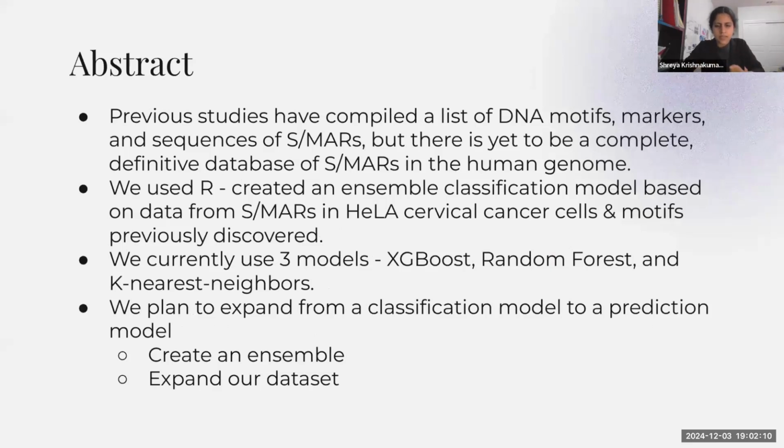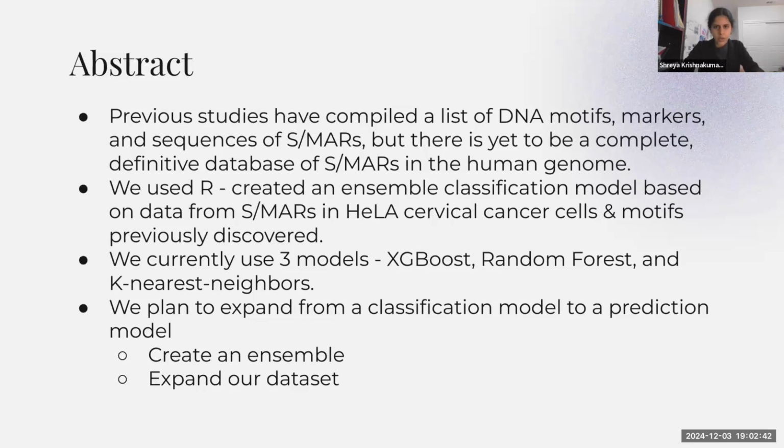So previous studies have gotten us DNA motifs, markers, and sequences that include SMARs, and we collected this in our literature review. But right now, there isn't a complete data set of SMARs in the genome or access to a resource like that. We used R, a statistical analysis classification language, in order to create an ensemble classification model capable of recognizing SMARs within the human genome, and we used SMAR data from the HeLa cell line and HeLa cervical cancer cells, and we used motifs gathered in our literature review.